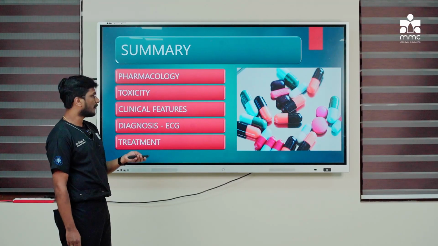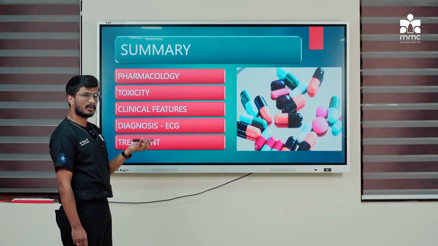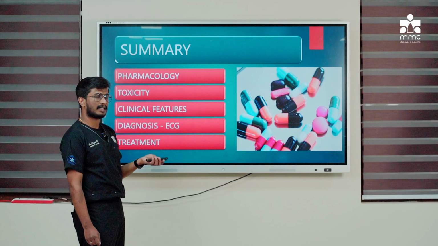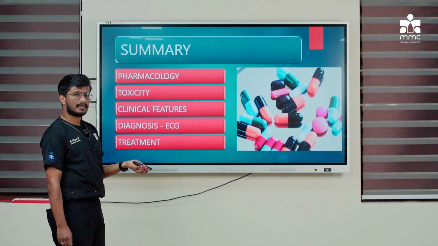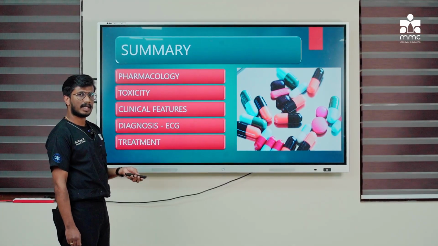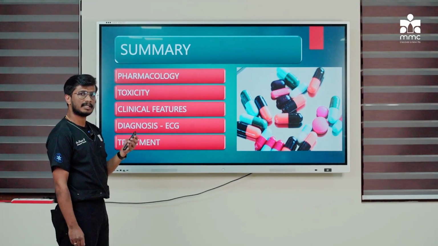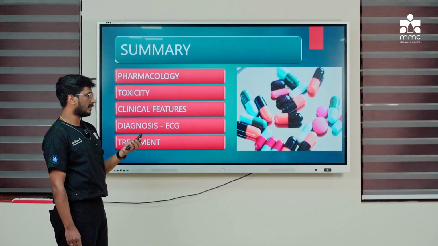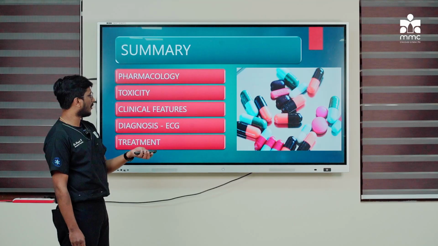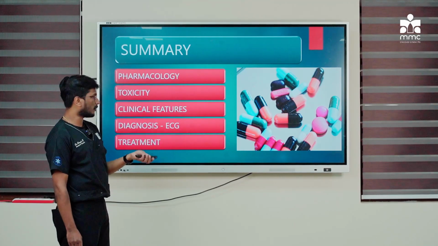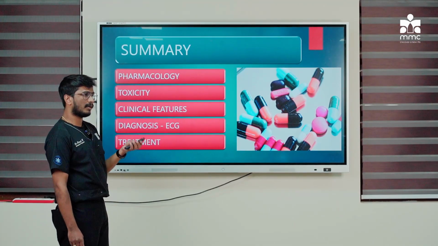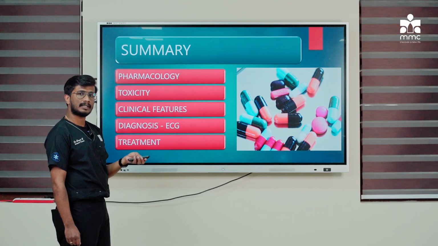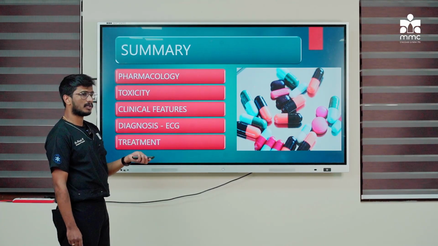So in summary, we have discussed the pharmacology. In pharmacology, we have discussed the structure of cyclic antidepressants, then its pharmacokinetics, its mechanism of action, its classification, that is tertiary amines, secondary amines, then other drugs, that is amoxapine and maprotiline. And regarding the toxicity, we have discussed the toxic dosage of drugs.